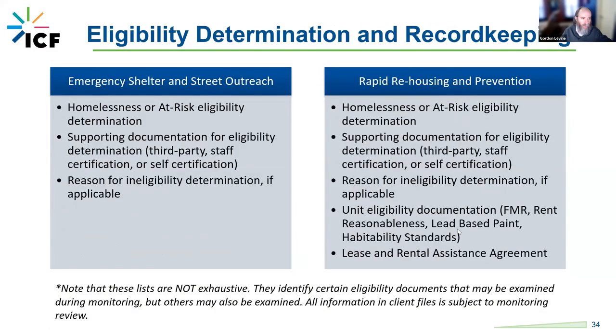For eligibility determination and record keeping, for emergency shelter and street outreach, you're really looking for emergency shelter documentation that someone is experiencing literal homelessness, and if they're fleeing domestic violence, they're fleeing domestic violence. Or for street outreach, you're really talking about at-risk eligibility determination, or literal homelessness documentation. Those street outreaches, in effect, are themselves documentation of literal unsheltered homelessness.